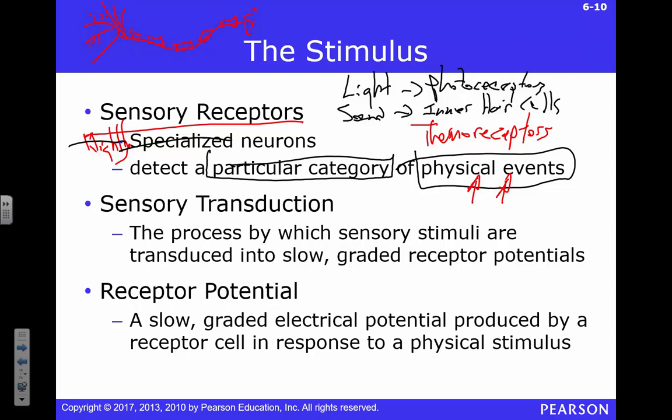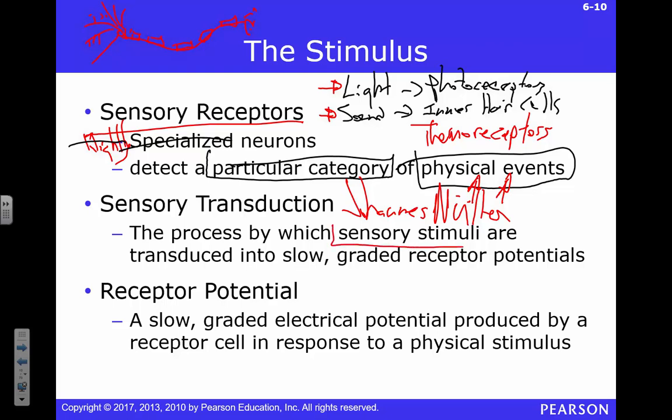Not a big deal. Now, who remembers that guy, Johann Mueller? Right? And he had that doctrine of specific nerve energies. And he basically said everything's just an electrical impulse, right? Okay. Guess what light is? Not an electrical impulse. Guess what sound waves are? Not electrical impulses, right?